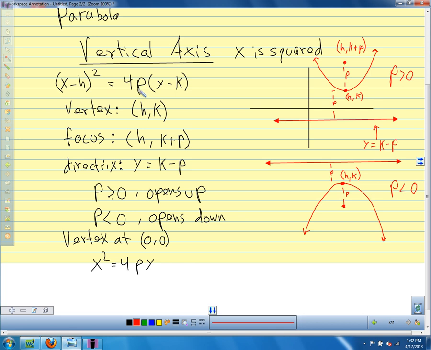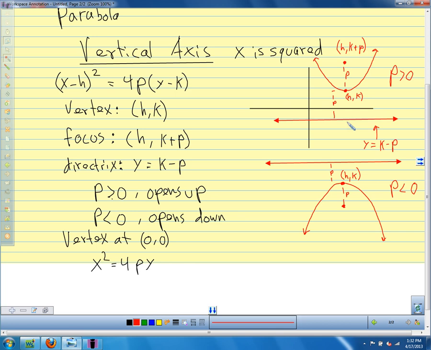So the thing that we use the p for here in our equation is to figure out how far our focus is away from our vertex and how far our directrix is away from our vertex as well. So any questions on our vertical axis parabolas with our standard form?